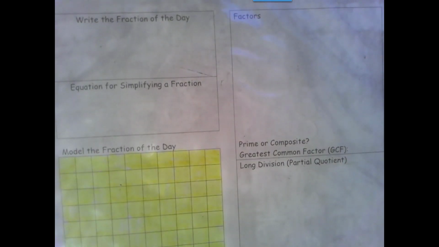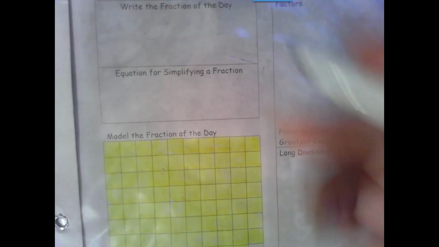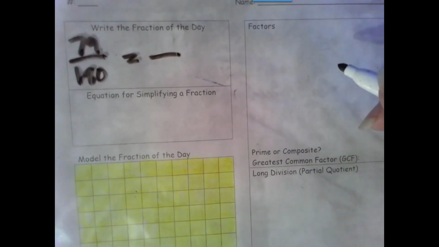Okay, let's go ahead and get our beginning fraction written down. We have a total of 180 school days. We are on day 79. Let's go ahead and find the factors of our numerator.